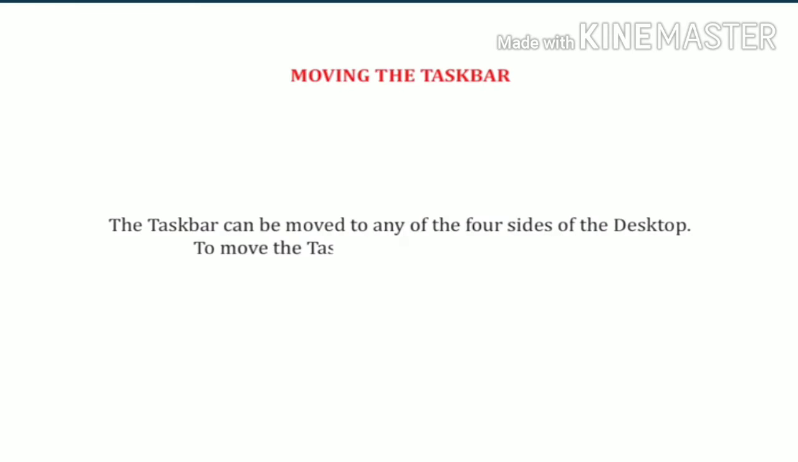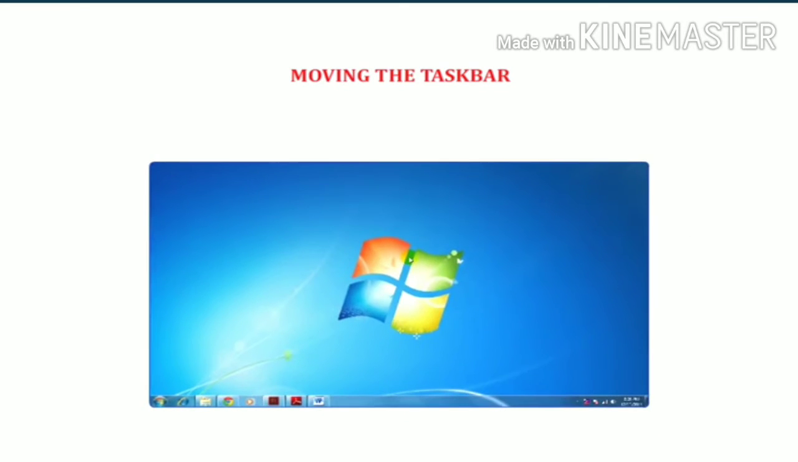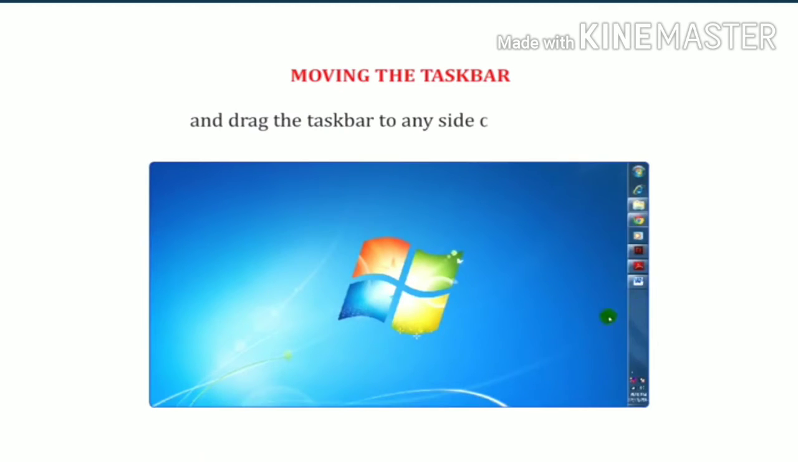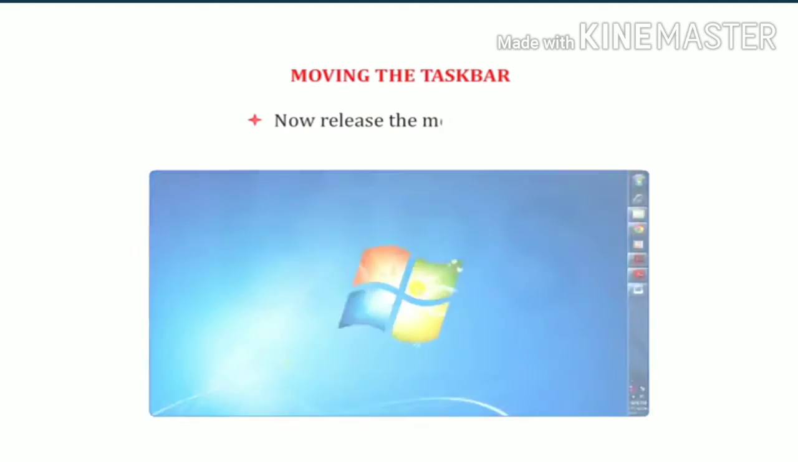Moving the taskbar. The taskbar can be moved to any of the 4 sides of the desktop. To move the taskbar, take the following steps. Place the pointer on the blank area of the taskbar. Press and hold the left mouse button and drag the taskbar to any side of the desktop. Now release the mouse button.